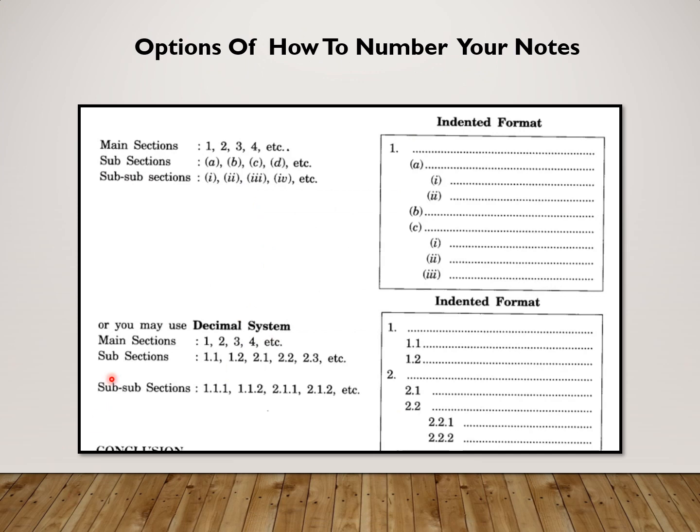Now if you look at this page, you can see there are other options. You can write 1, A, 1, 2, it can be the other way around, or you can write 1.1, 1.2, 2, 2.1, 2.2, or the sub point of 2.2 as 2.2.1. I love this way of writing down the points, but you can pick and choose any one you wish to.